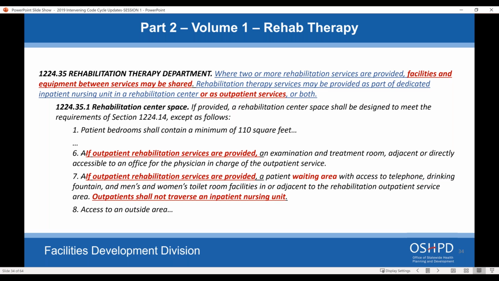Rehab therapy departments. When you look at rehab therapy, you have physical therapy, occupational therapy, and audio and speech pathology services. When 2 or more of these services are provided, they can be shared. That wasn't clear before, and a lot of times it was required to have a separate physical therapy department. Occupational therapy has separate units or separate little departments, and that is not the case. They can be shared. They can share the space. They can share the toilet between them. So this will, again, help add some clarification to that.